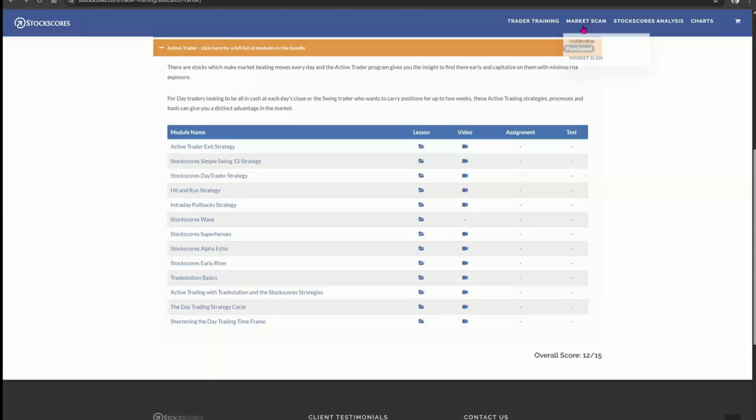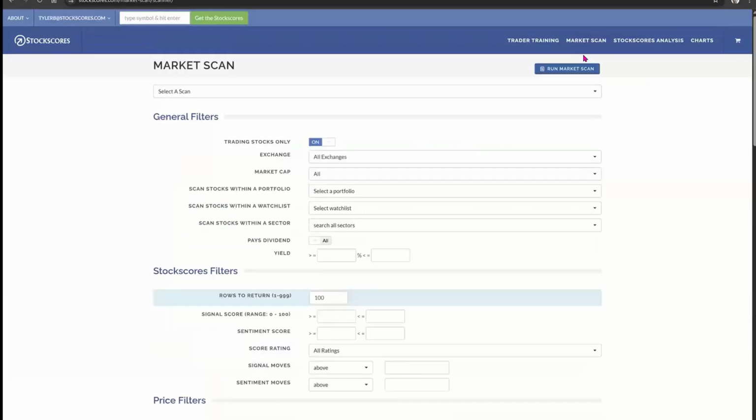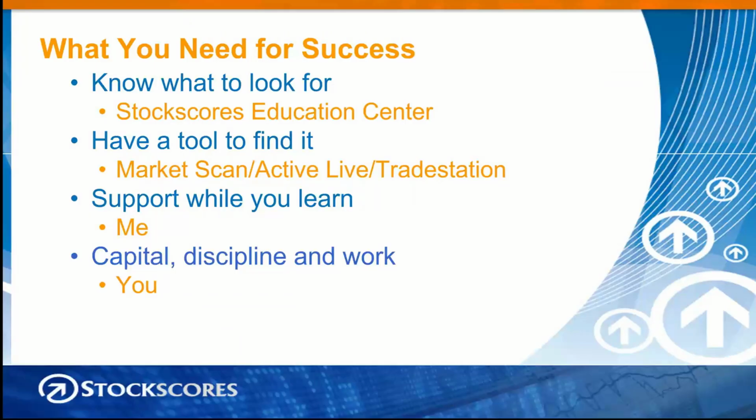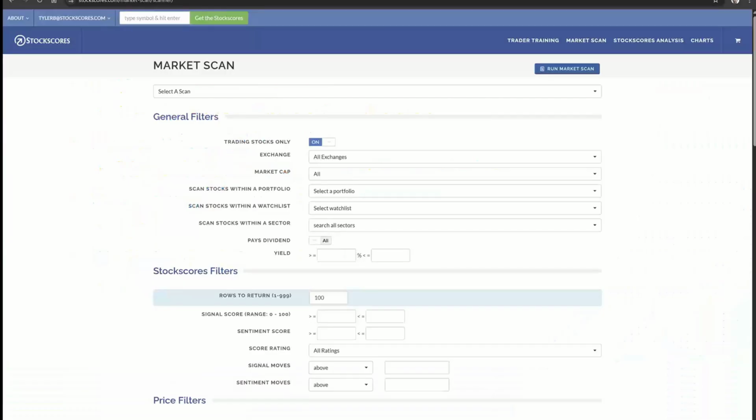Now, the next part of the tool that we're going to look at is the Market Scan. So here you can see we have got different tools. Market Scan is primarily for investors. Active Live and TradeStation are primarily for day and swing traders. You can do some swing trading with the Market Scan as well, but let's just look at how that works.